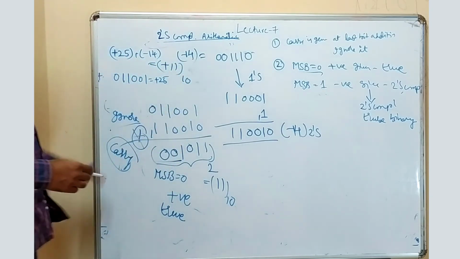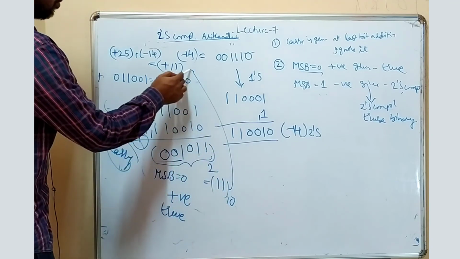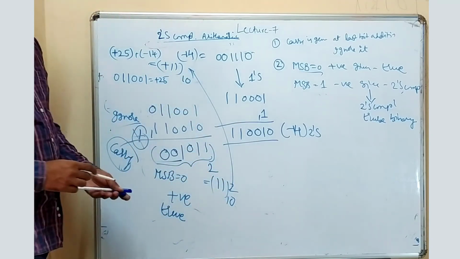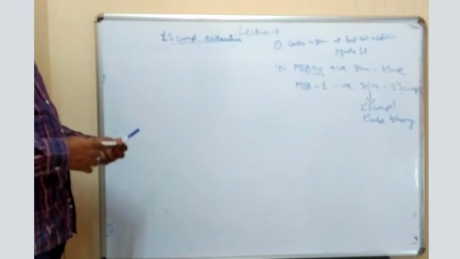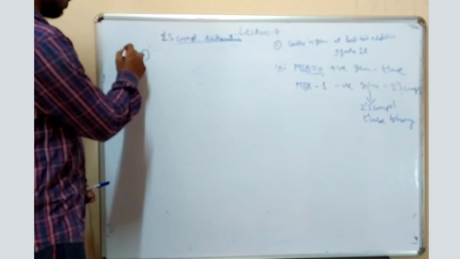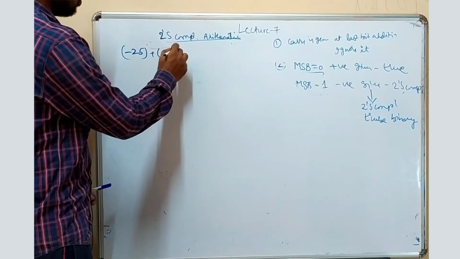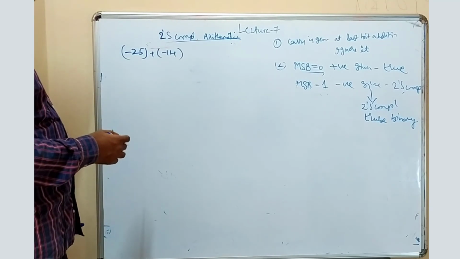So now you can see 2's complement arithmetic operations give the same value of positive 11 in both the cases. I will take one more example and try to see how to get the negative numbers also. Now let's take another example, the same example, minus 25 this time plus 14. So we need to represent minus 25 in the 2's complement form.